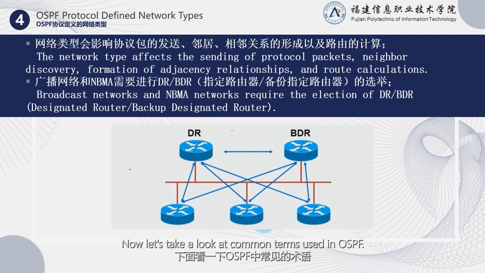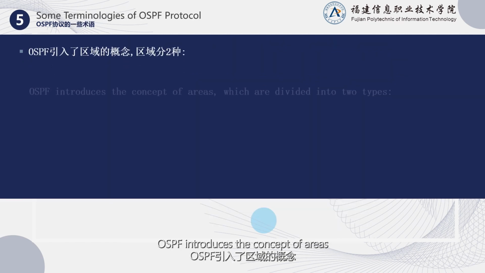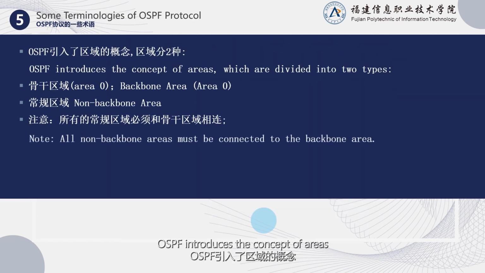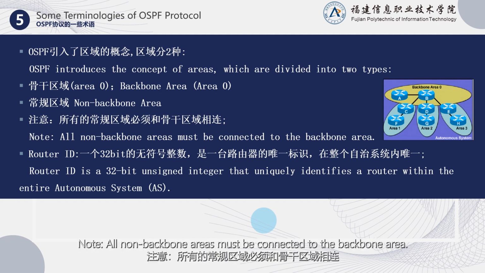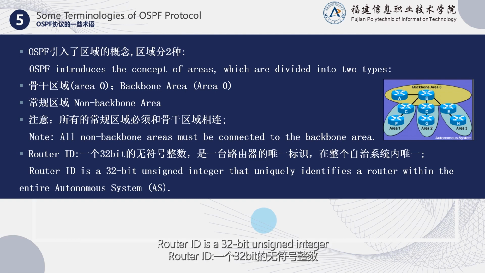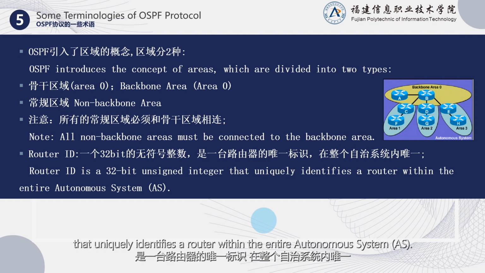Now let's take a look at common terms used in OSPF. OSPF introduces the concept of areas, which are divided into 2 types. Backbone area, Area 0. Non-backbone area. Note, all non-backbone areas must be connected to the backbone area. Router ID is a 32-bit unsigned integer that uniquely identifies a router within the entire autonomous system.